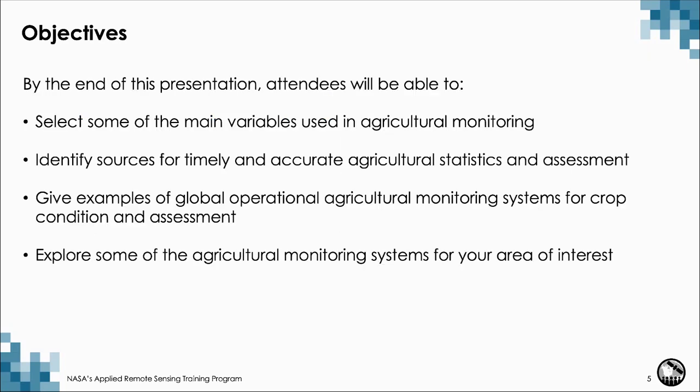By the end of today's presentation, attendees will be able to select some of the main products and variables used in agricultural monitoring, identify sources for timely and accurate agricultural statistics and assessment, give examples of global operational agricultural monitoring systems for crop condition, assessment, and early warning, and explore some of the agricultural monitoring systems that can be applied to your own area of interest.